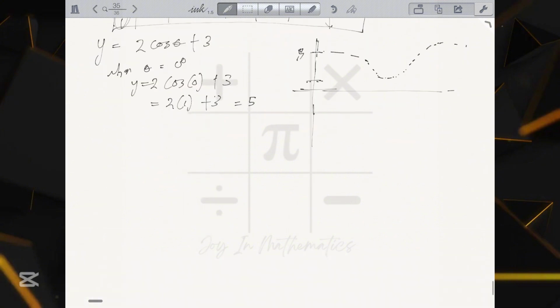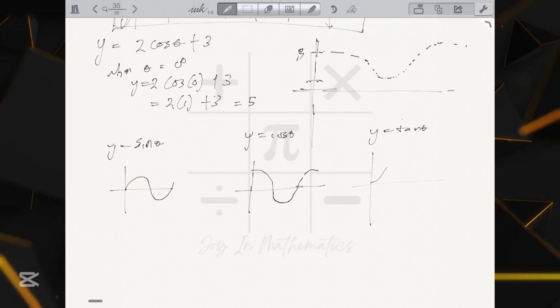What I just need us to understand is that when we say y equals sine theta, we are saying that the graph looks like this. When we say y equals cos theta, we'll understand that the graph looks like this. And when we say y equals tan theta, we are saying that the graph looks like this. Okay.